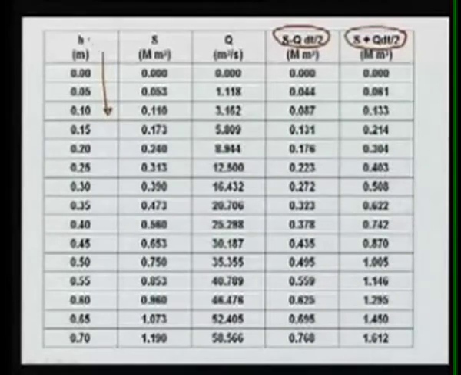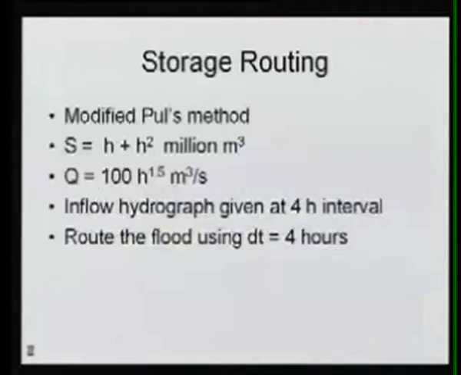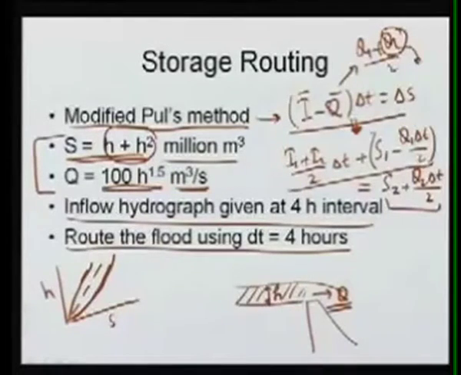So if we look at this table, we have prepared a curve, or we have obtained data which relate S minus Q delta T by 2 and S plus Q delta T by 2 with H. If we look at the modified pulse method equation, this is S minus Q delta T by 2, S plus Q delta T by 2. So both these quantities can be related with H, because S and Q both are functions of H.